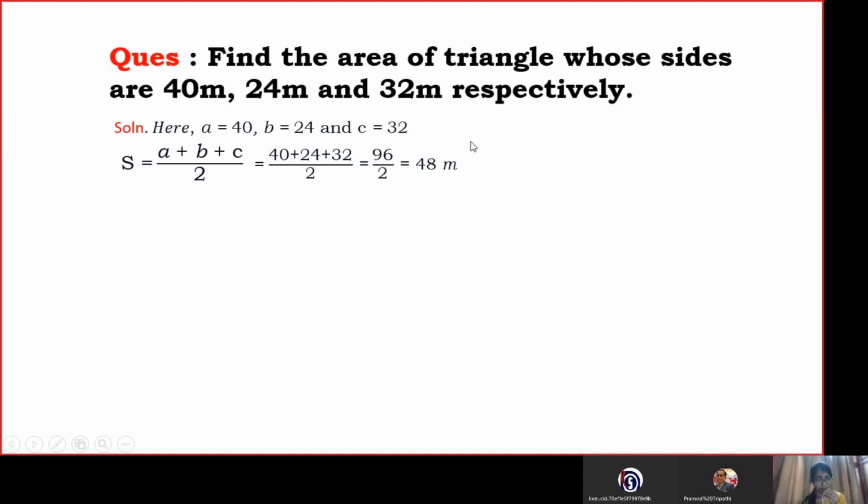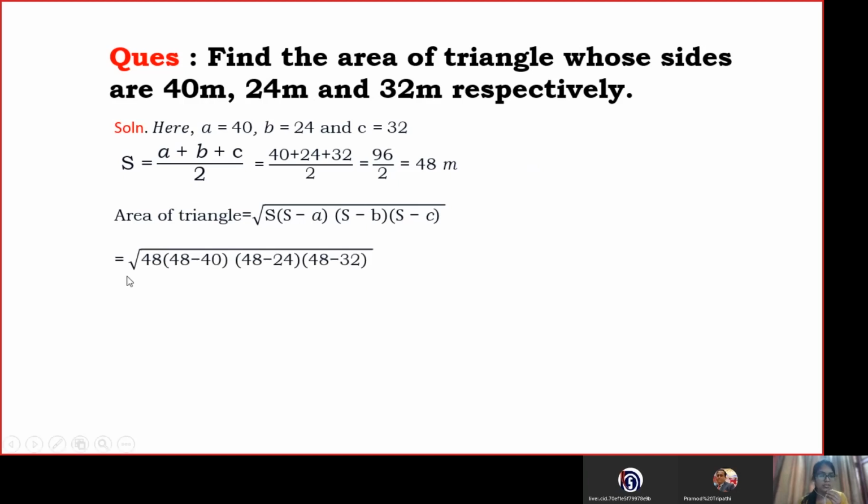Then to calculate the area of the triangle, again children, I'm repeating, make a habit of writing the formulas, because even if your calculations are wrong, you do get some marks for the formulas. So area of the triangle will be given as square root of S into S minus A, S minus B and S minus C.